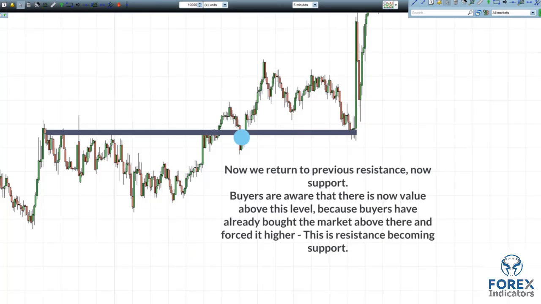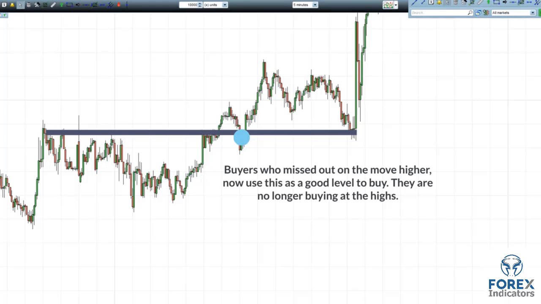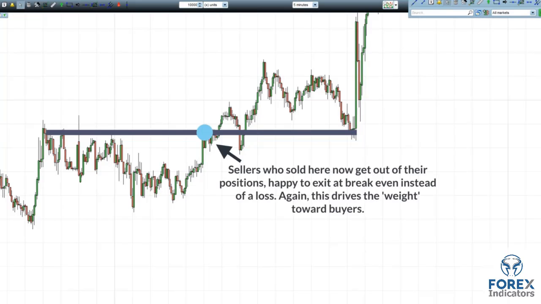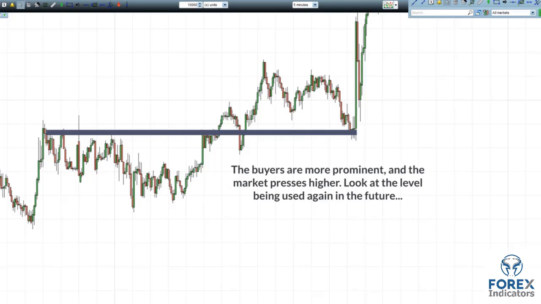Now we return to previous resistance, now support. Buyers are aware that there is now value above this level, because buyers have already bought the market above there and forced it higher. This is resistance becoming support. Buyers who missed out on the move higher now use this as a good level to buy. They are no longer buying at the highs. Sellers who sold here now get out of their positions, happy to exit at break even instead of a loss. Again, this drives the weight toward buyers. The buyers are more prominent, and the market presses higher. Look at the level being used again in the future.